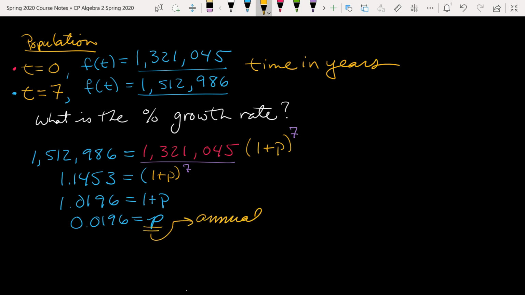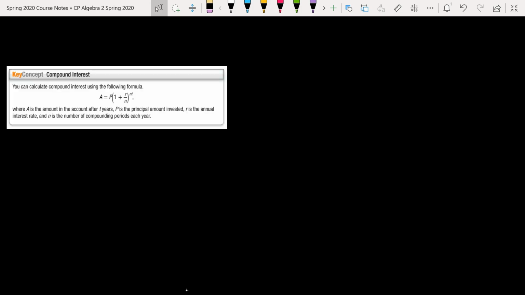This p is our annual percent growth rate, since we had set the year as our unit. In the previous videos, we were mostly concerned with figuring out what the population was after a certain amount of time. But what this example shows is that we can actually solve for any of the variables in this equation, simply by inputting what we know and doing the algebra to solve for what we don't. I want to take a look at this example of compound interest because it's something that you're going to see in the growth of your own money in bank accounts, as well as understanding things like car and home loans.